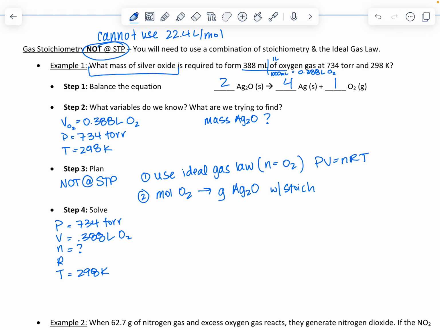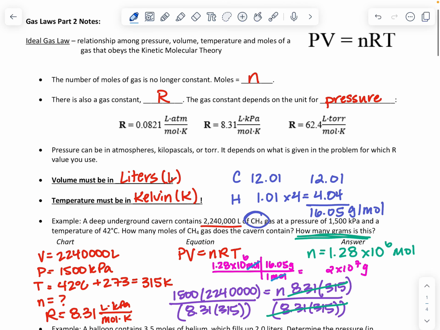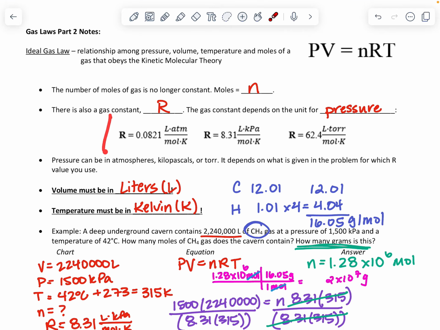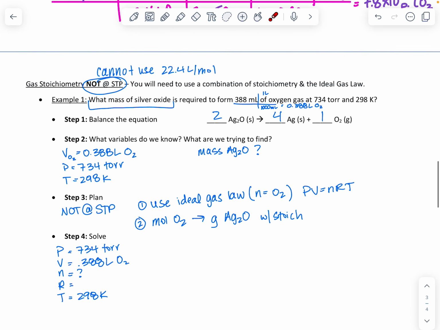All right, R value. Our pressure is not in atmospheres, so you can do 2 things. You can convert pressure to atmospheres, or if you scroll back up in your notes, I gave you 3 different R values. One of them has torr in it. So you can just use the R value of 62.4 because our pressure is in torr. If you would prefer to use the other R value, you're going to have to convert your pressure from torr to atmospheres, which means you just need to divide it by 760. But I'm just going to go ahead and use this R value, 62.4, because my pressure's in torr.